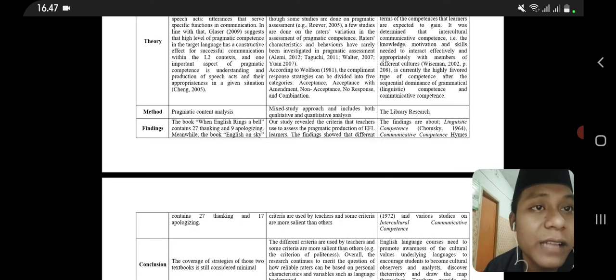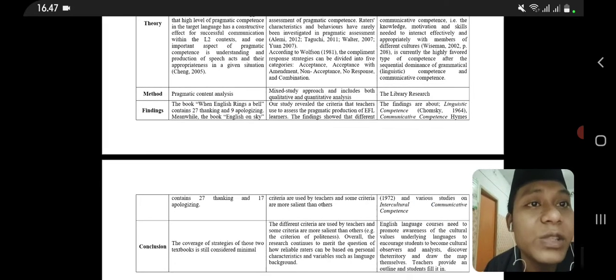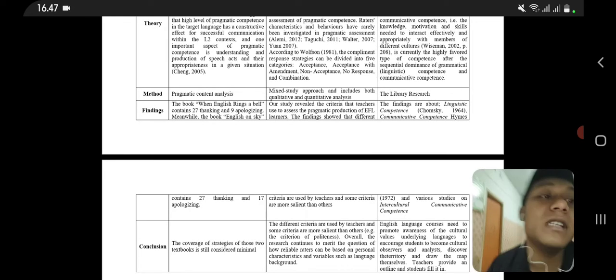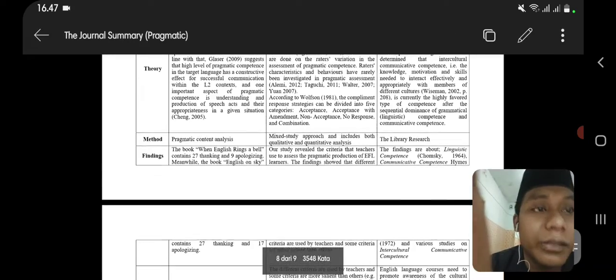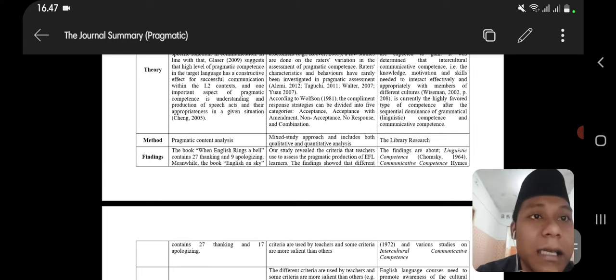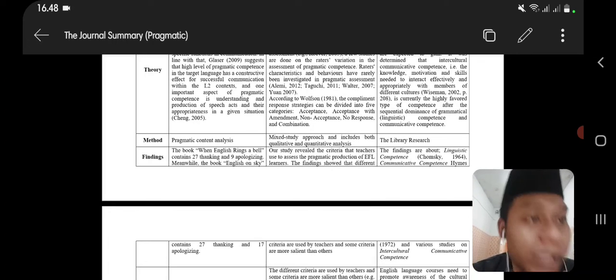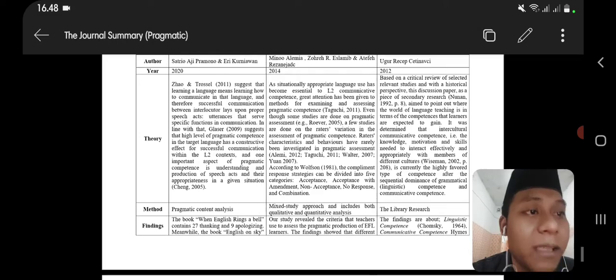According to Wolfson, 1981, the compliment response strategies can be divided into 5 categories: acceptance, acceptance with amendment, non-acceptance, non-response, and combinations. So the second journal will mainly focus on how to give a good assessment for students who are competent in pragmatic terms.